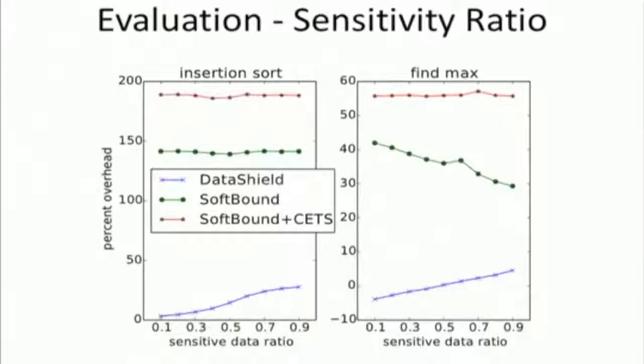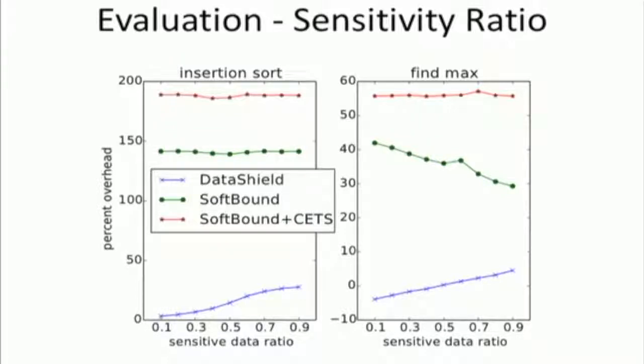The other benchmark is findMax, which is just a linear scan of the two arrays. And as you pointed out, the overhead of softbound decreases in this. I attribute that to measurement noise or perhaps some optimization that softbound implemented in their compiler that's kicking in on this benchmark. I don't know the details of the implementation of softbound, so I can really only speak to what I've done. Go ahead.